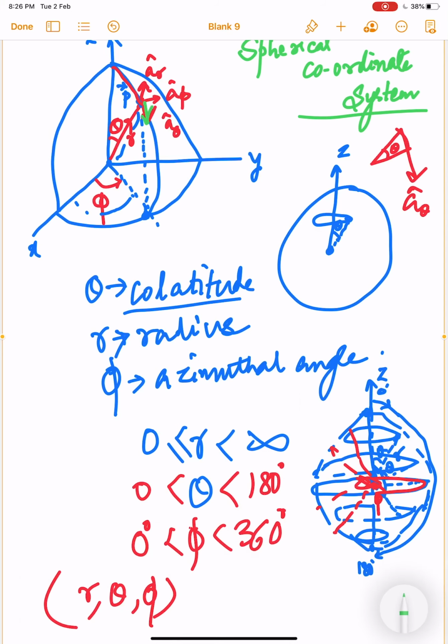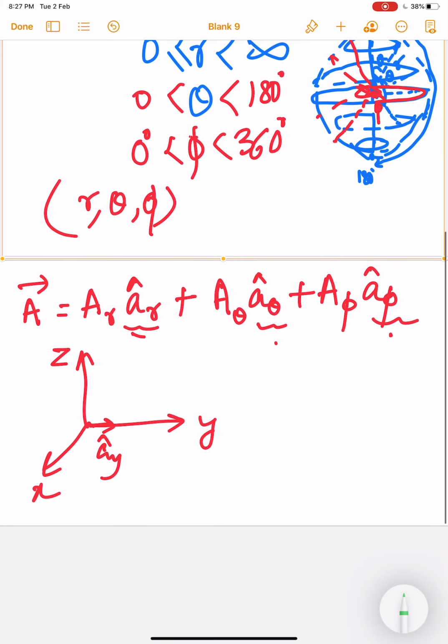Okay, and what is A phi? A phi also similarly, you consider this portion as a sector. This is your rho, as you had seen in cylindrical coordinates. This is angle phi. So it'll go tangentially to this sector, in this direction. So this is represented over here as A phi cap. Okay, is that clear?